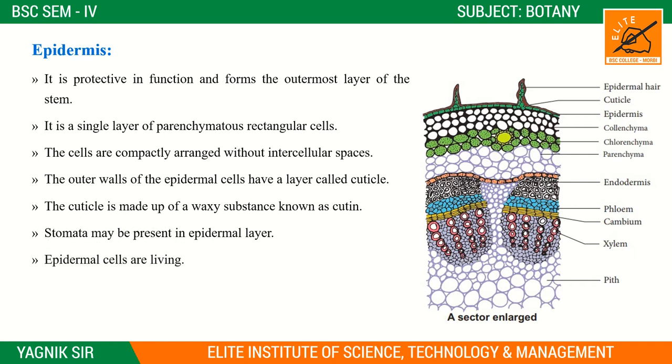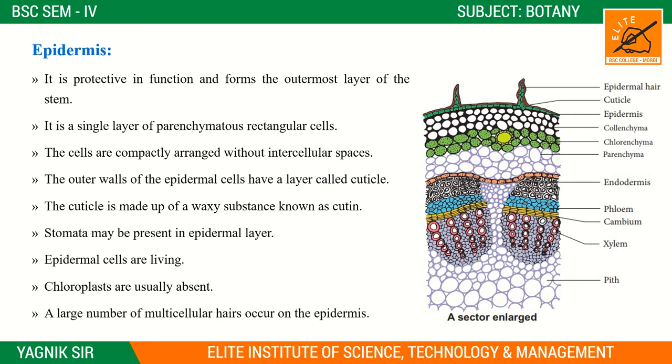Epidermal cells are living cells, right? The epidermis is made up of parenchyma, and parenchyma cells are living cells. So that's why the epidermal cells are living, and chloroplasts are usually absent, right? A large number of multicellular hairs occur on the epidermis. In a root, the root hair is normally unicellular, but in a stem the hairs are multicellular, right?